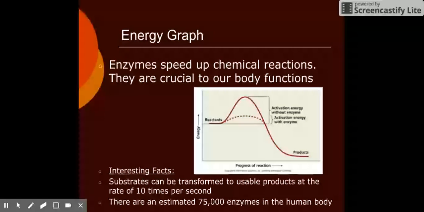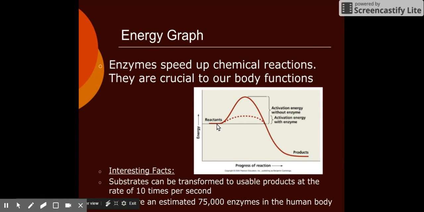So to show what enzymes actually do through energy, and you might have talked about this in physical science, we have reactants here and we have products here. That's a chemical reaction. In order for this chemical reaction to occur, we need to reach a point called activation energy, and that's the total amount of energy needed for that reaction to occur. If you don't reach that energy, let's say you only reach here in the graph, then that reaction is not going to take place. So what we have in our body is an enzyme.